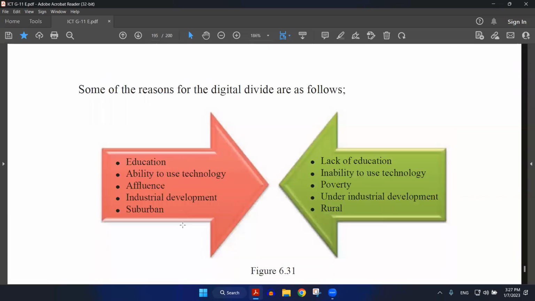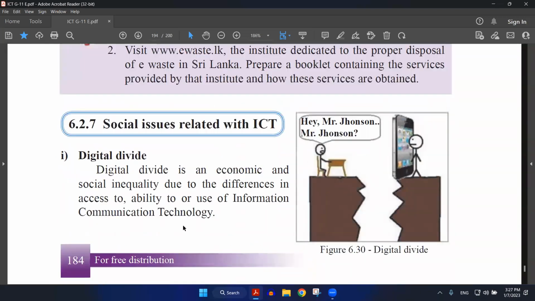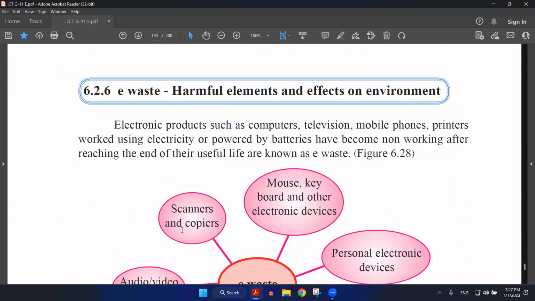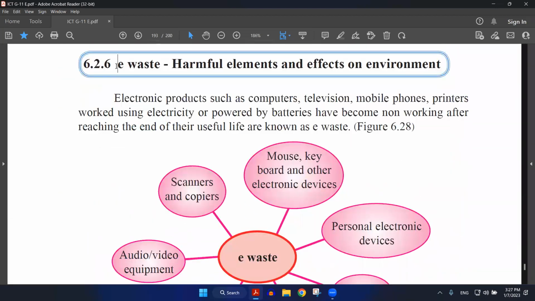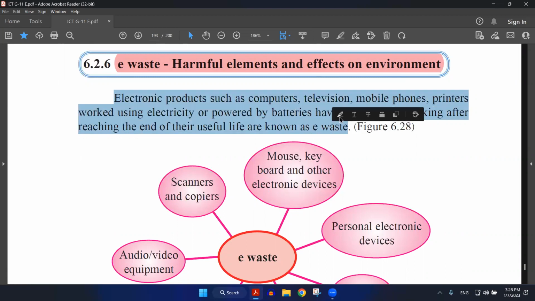Okay, so social issues, that's going to be the very last part. Before we jump into that, we'll quickly write about this e-waste, right? So copy it down, people. Yeah, and the definition is enough. You don't need to draw the figure, right? Which defines what e-waste is.